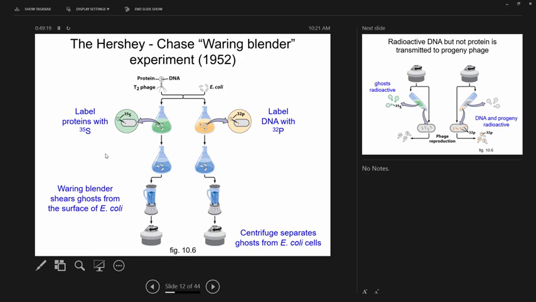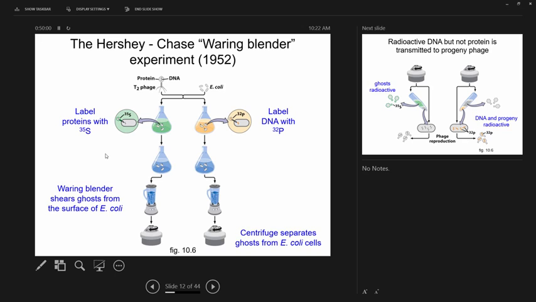On the left, we're labeling proteins with S35. So you take the T2 bacteriophage, you take the E. coli cells, and you grow them for multiple generations in the presence of this radio-labeled isotope of sulfur. So the sulfur becomes entwined in all of the proteins of the E. coli cell and all of the proteins of the bacteriophage, which means the capsid and the midpiece and the little tail fibers here. Everything except for the DNA.